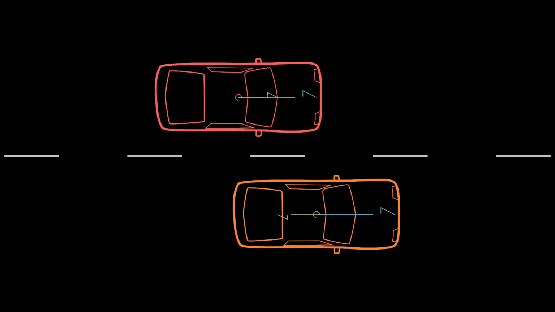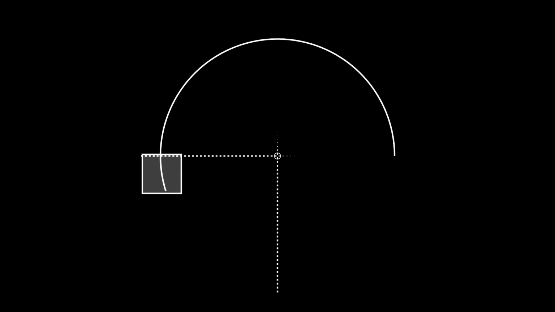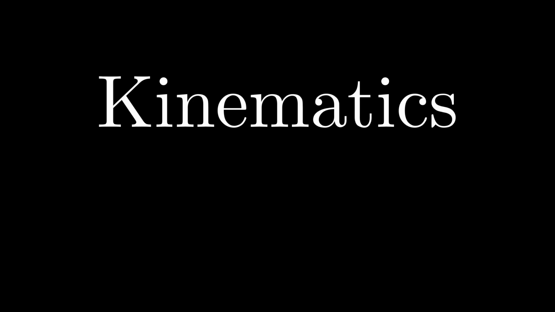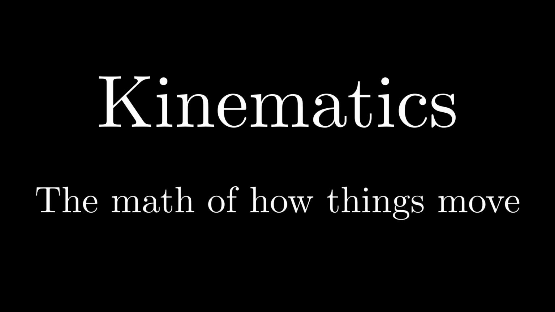Projectile motion, two-object pursuit, gravity, circular motion, and a lot more are all described by kinematics, which for our purposes is basically the math of how things move. We'll start with an object that can only move in two directions, forwards and backwards.